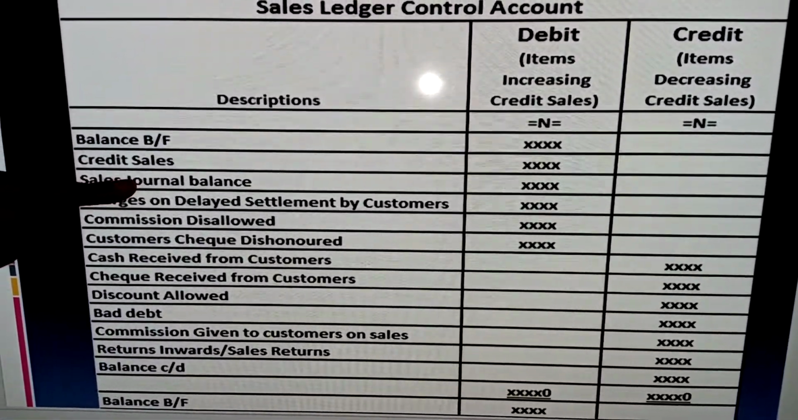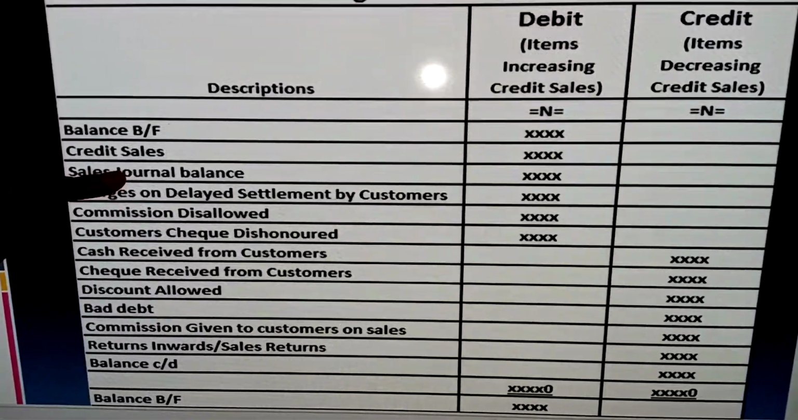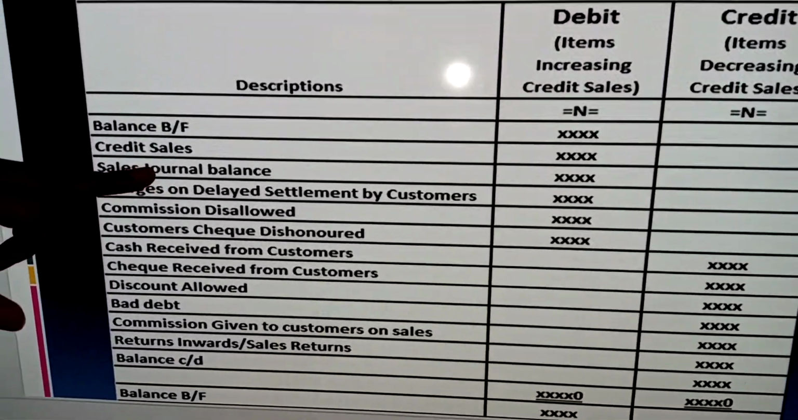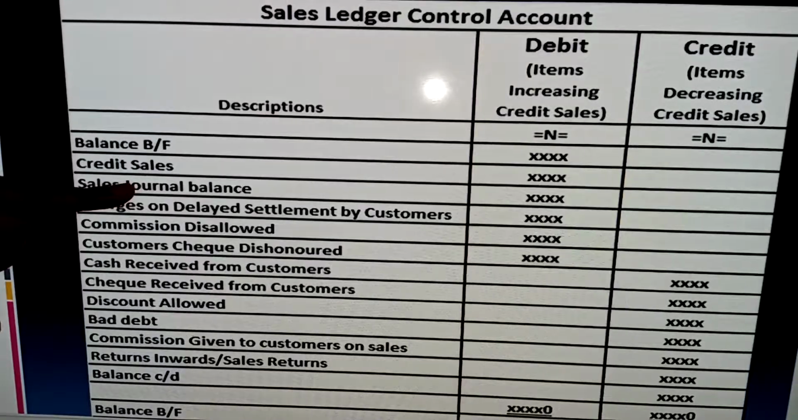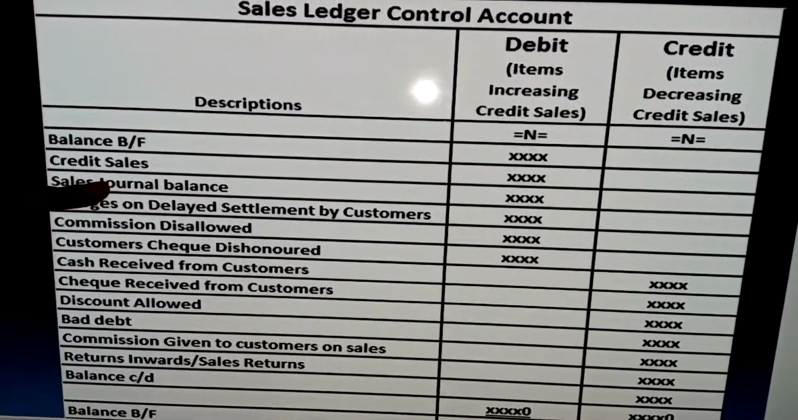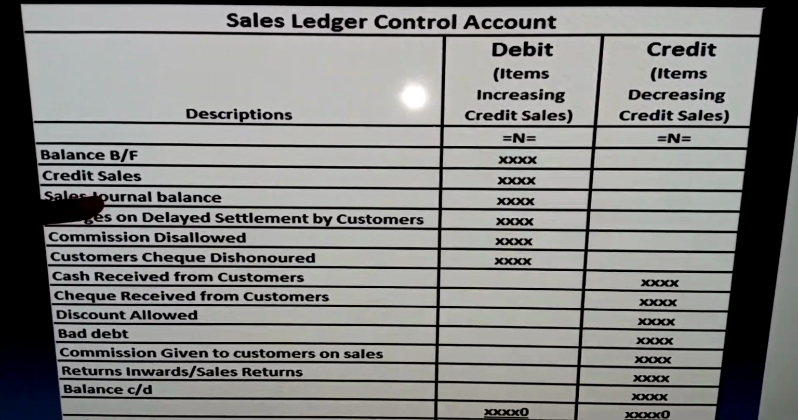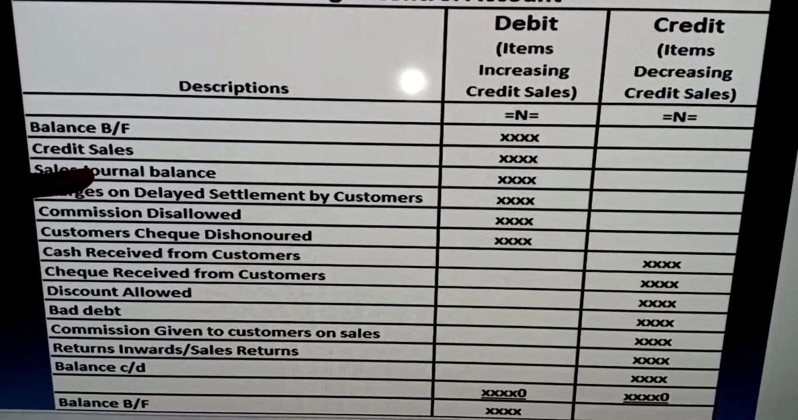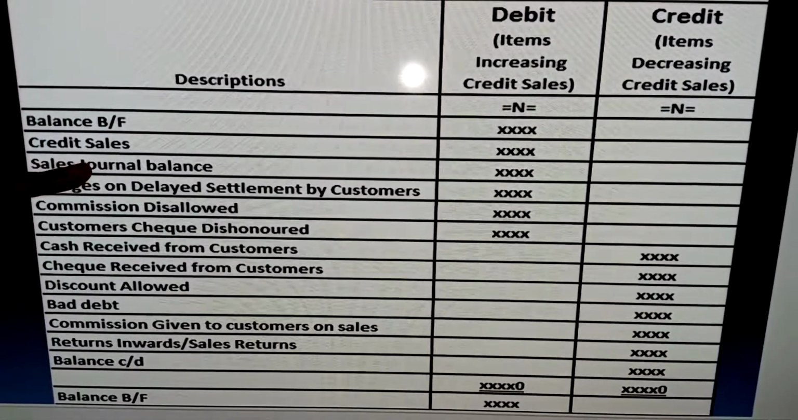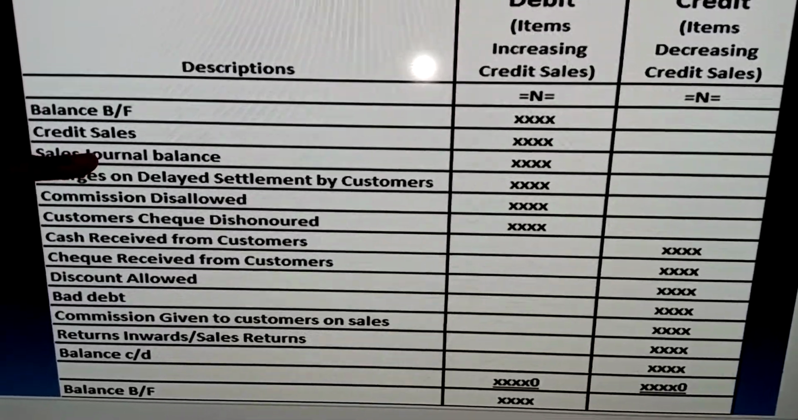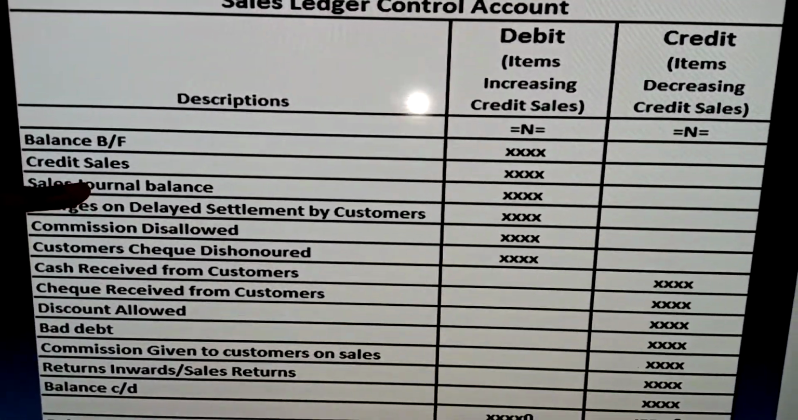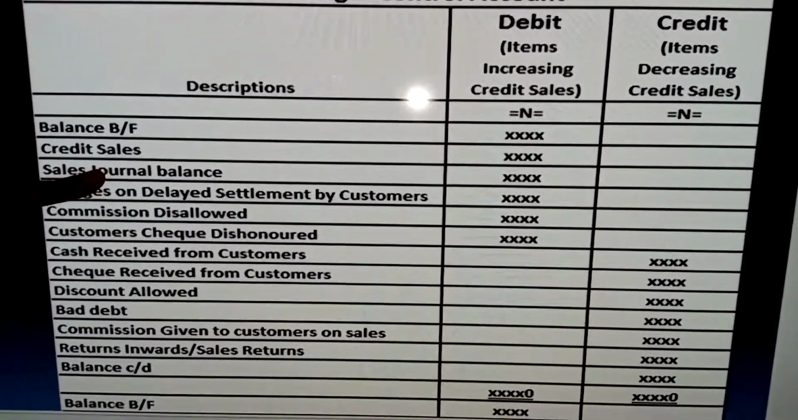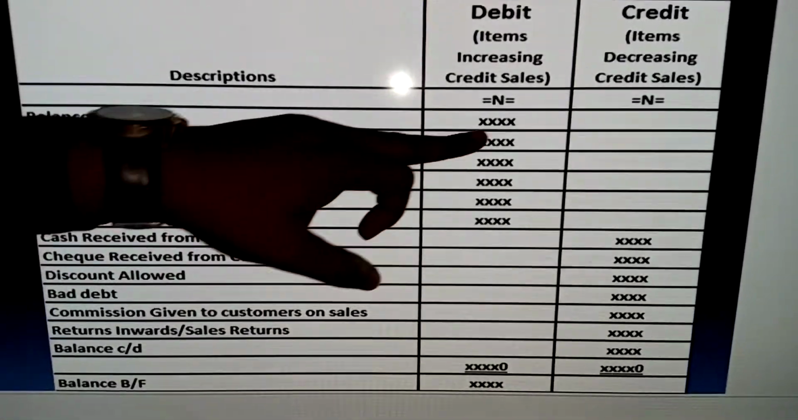So when you see sales journal balance, the first thing that should come to your mind is, what is a sales journal? A sales journal is also called sales day book. What is it used for? For recording credit sales. So it means that what you have here is goods sold on credit. So it will increase the credit sales, or increase what the debtors or customers are going to be owing the business. So that's why it's in the debit side here.